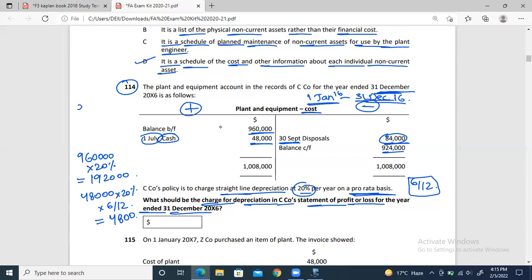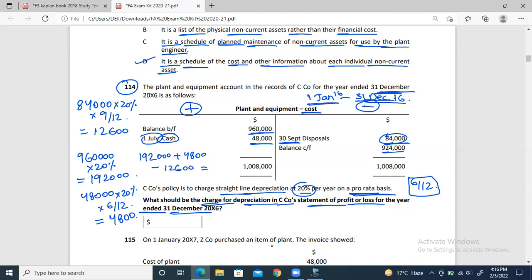So what we do is 84,000 into 20% into 9 by 12, because we only used it for 9 months. So 84,000 into 20% into 9 by 12. So this depreciation will be minus from this. Okay. So what we do is 192,000. Let me write over here. 192,000 plus 4,800. Right. And minus 12,600.